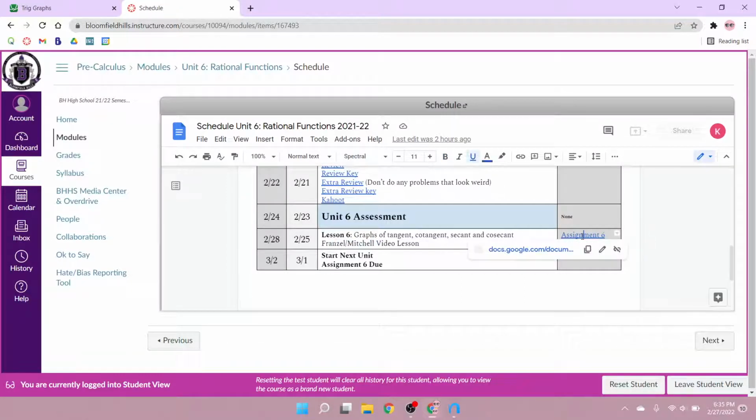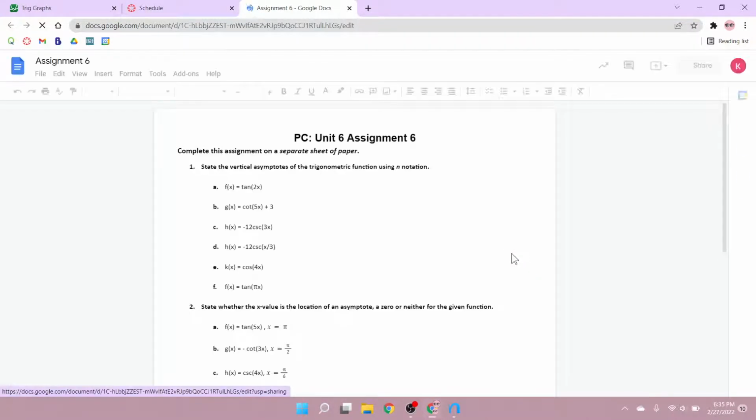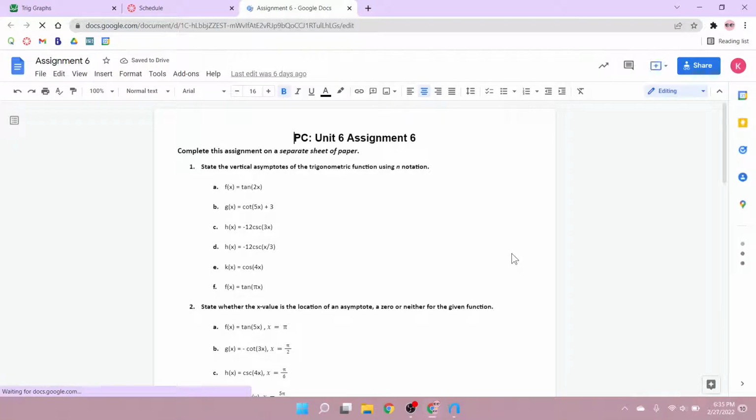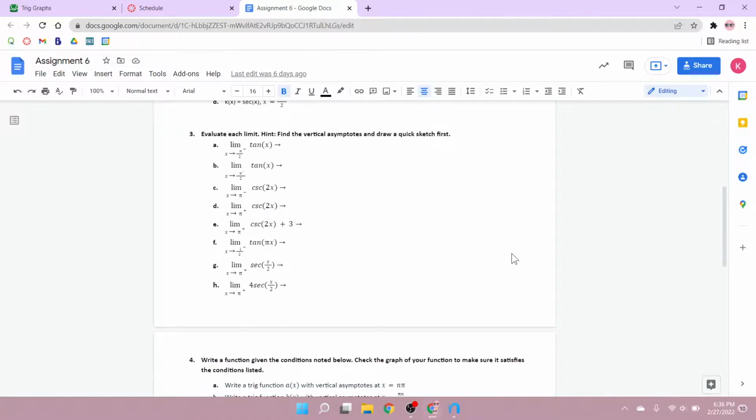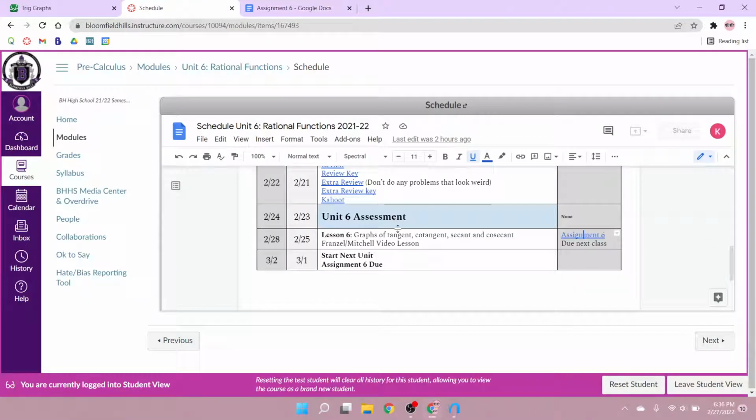If you look to the far right column, we have an assignment that goes along with it. This assignment will be due the next class. So the next time that I see you, I want this assignment from you. It's not too awful, don't stress, but there's also a quiz that goes along with this assignment. The quiz is due March 2nd at 11:59 p.m. Okay, sorry, just adding that in there.